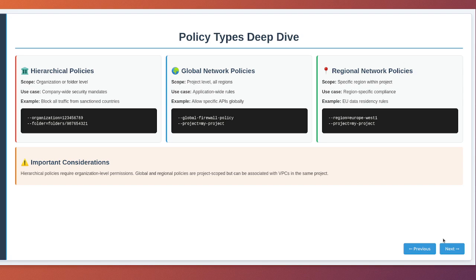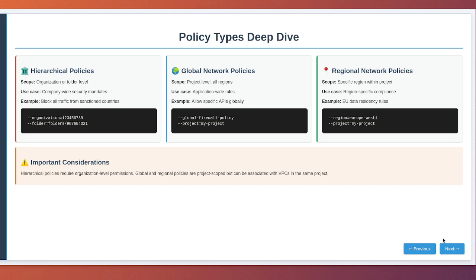Hierarchical policies are your organizational mandates, the non-negotiable, company-wide security rules that apply to every single resource in your organization. These are created at the organization or folder level in your Google Cloud resource hierarchy. Think of these as federal laws that supersede all local regulations. For example, they can include blocking all traffic from sanctioned countries, preventing access to known malicious IP addresses, or enforcing encryption requirements. The key thing about hierarchical policies is that they require organization-level IAM permissions to create and manage.